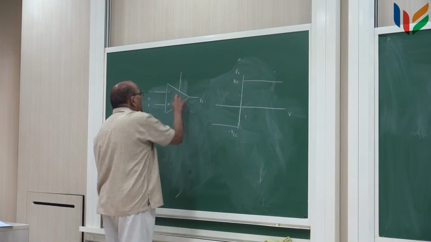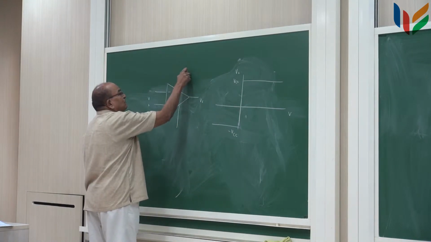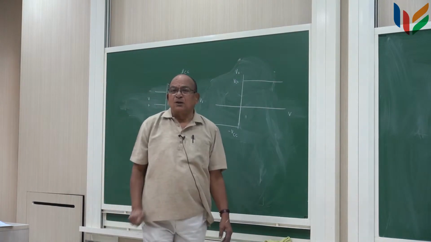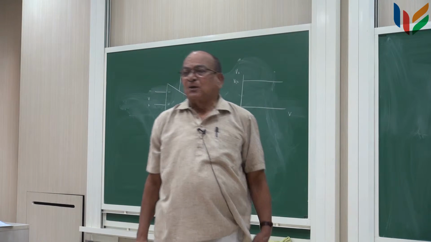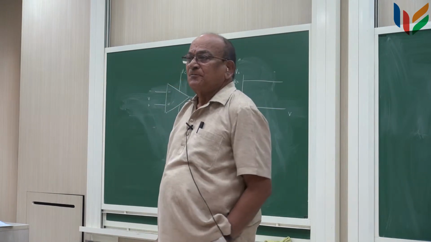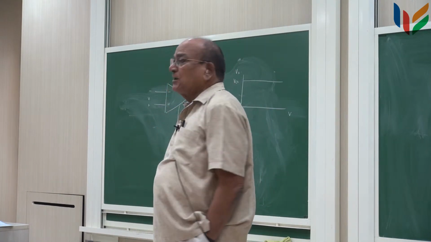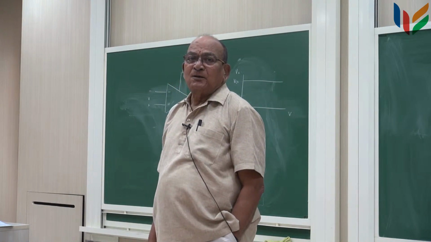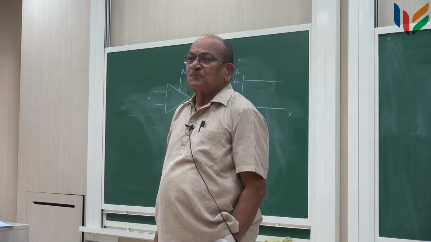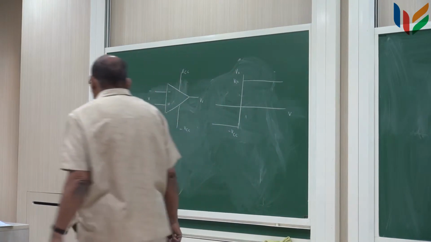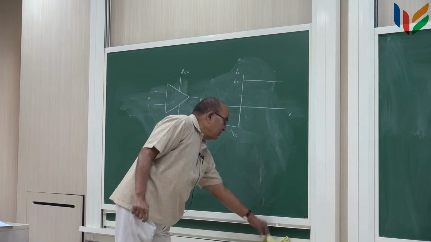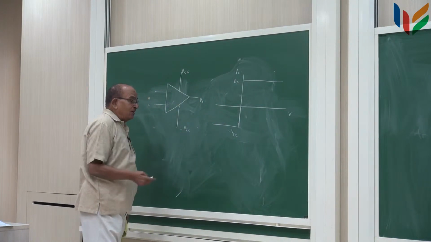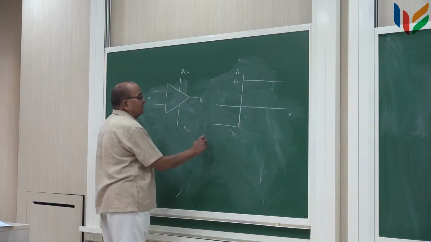I am assuming that this device is connected with two equal values of DCs, plus VCC and minus VCC. So, this is the characteristic of an open loop operational amplifier, ideal operational amplifier. Okay. The name for this circuit in the context of nonlinear operation is called the comparator.